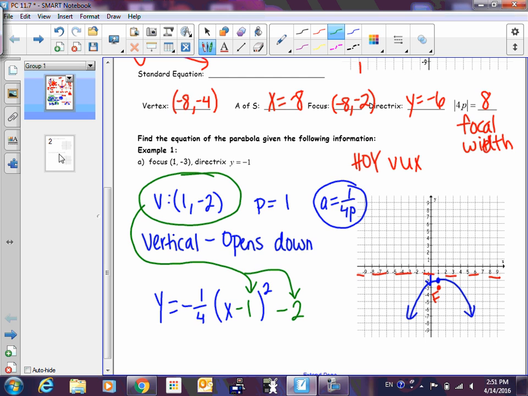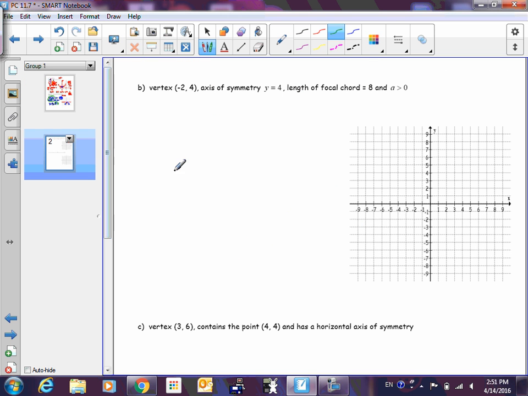Okay, let's try another one. This time, they give us the vertex, which is really nice. But that alone doesn't tell me whether this is vertical or horizontal. So let's go ahead and graph it. And the graph is here for you to do as much work as you need to figure everything else out.